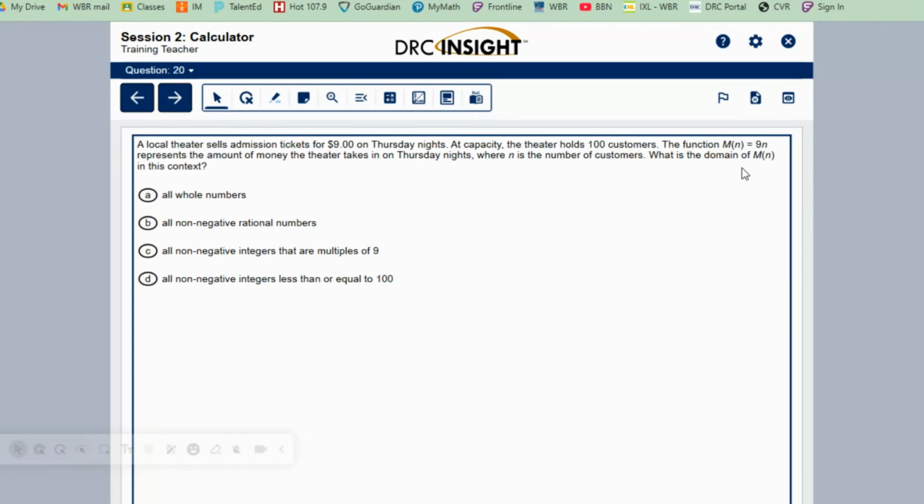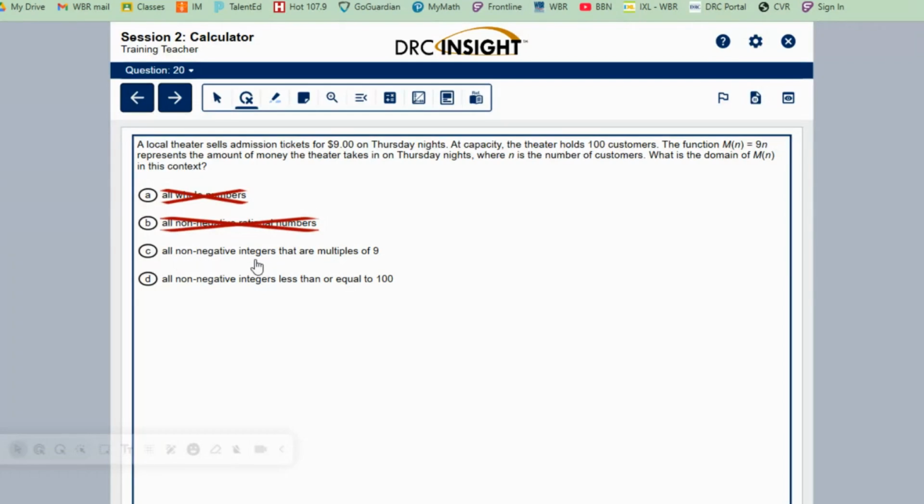M of n. Domain is my input values. So we're talking about the number of customers. Are all whole numbers possible for the numbers of customers? So in other words, I could have 0 customers, 1, 2, 3. Could I have 1,000,000 customers? No. So all whole numbers, which goes on forever, is not a possible answer. All non-negative rational numbers. A rational number would look like a fraction. Can I have a half of a person? No.